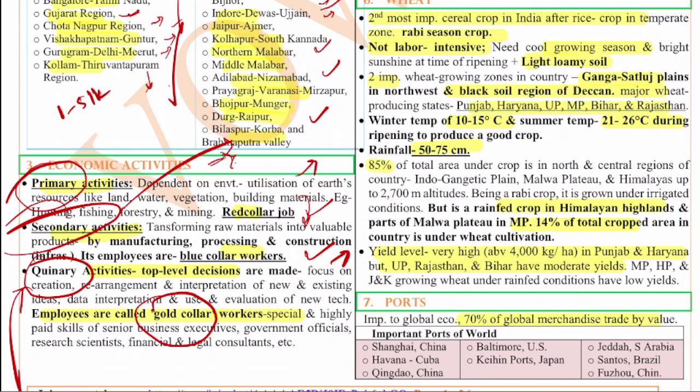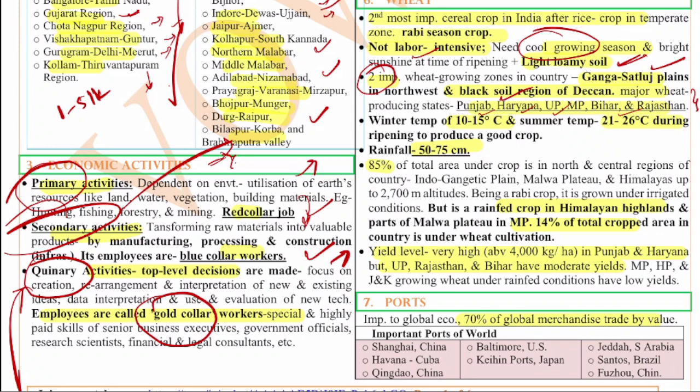Wheat is not labor intensive. It needs a cool growing season, bright sunshine at the time of ripening, and light loamy soil. The Ganga-Satluj plains in the northwest and the black soil of the Deccan are the major wheat producing areas. Punjab, Haryana, UP, MP, Bihar, and Rajasthan are the major wheat producing states.